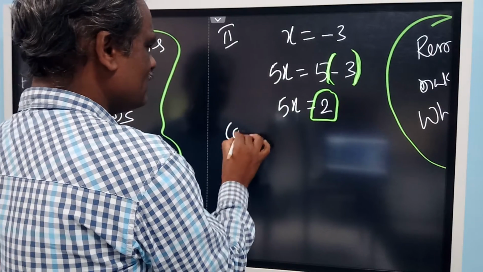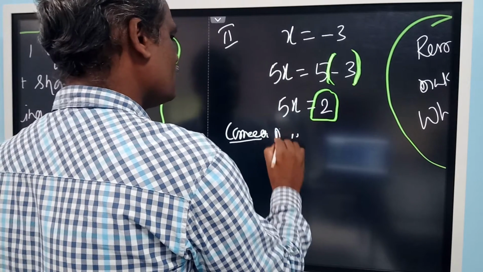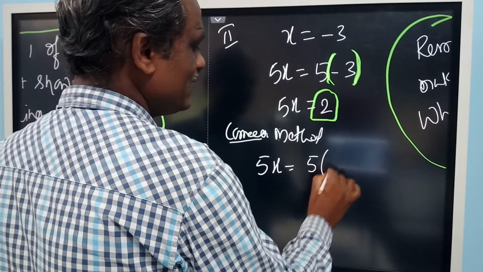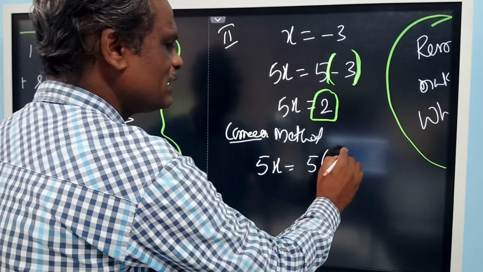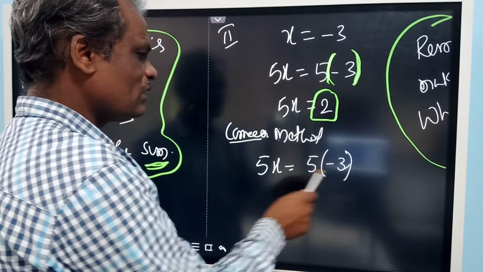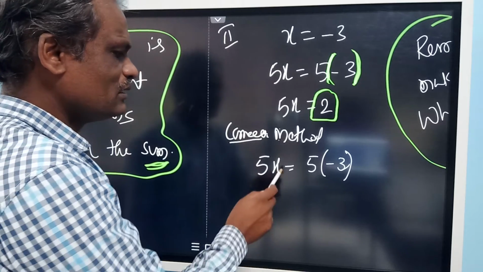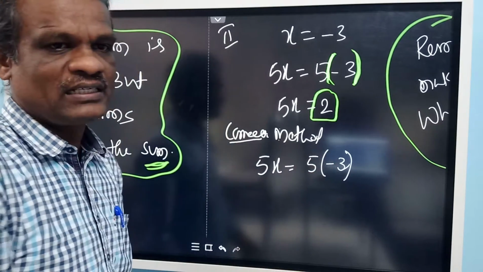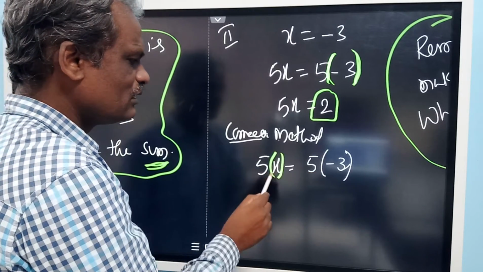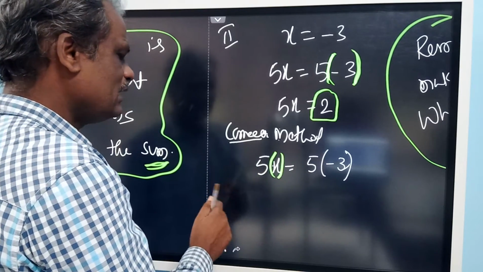So the correct method will be like this. Now 5x is equal to 5 into minus 3. We should learn how to make use of the brackets now. Here you have to use the brackets for multiplying. See, 5 here as it is, and in place of x you are going to write minus 3, so then you have to use the bracket here. You have to learn how to use the bracket when there is a negative sign. In place of x you are using minus 3, so 5 into minus 3 means you have to write 5 with a bracket. So then your answer will be correct.